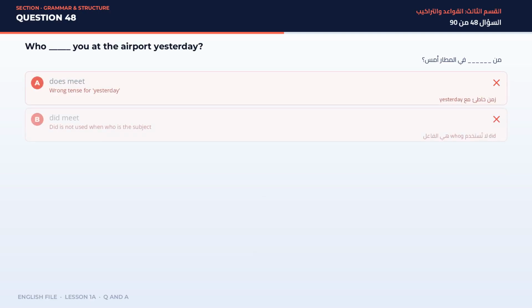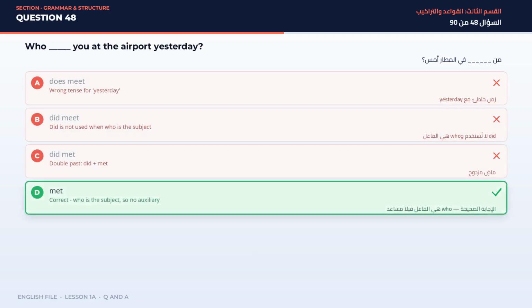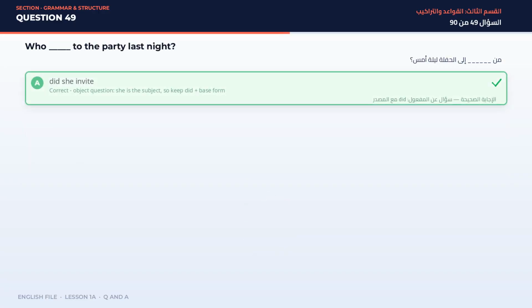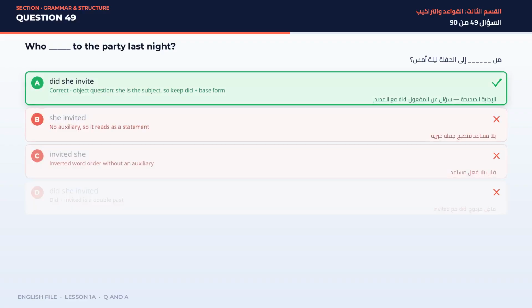(48) The answer is D, met. Who is the subject? So no auxiliary. Not A, wrong tense for yesterday. B, did is not used when who is the subject. C, double past, did plus met.